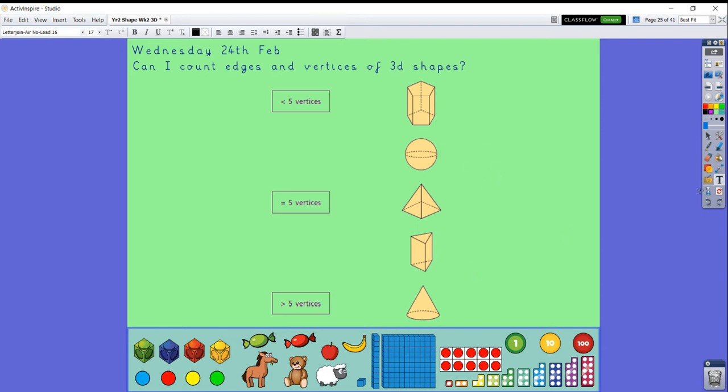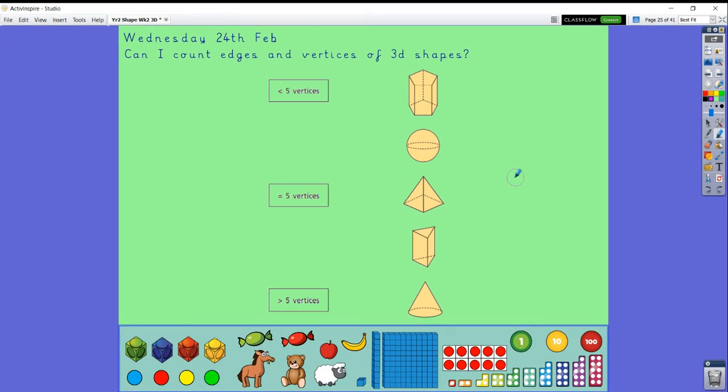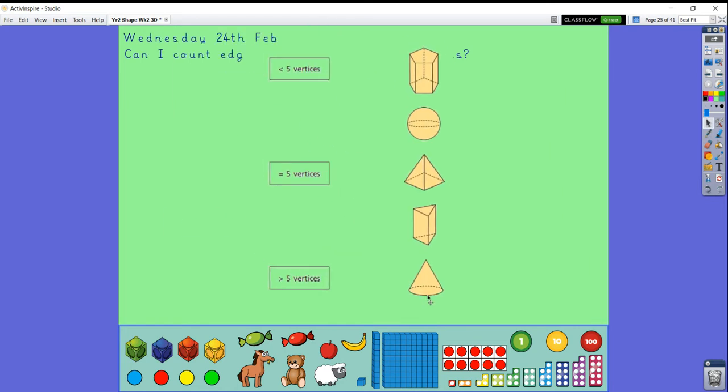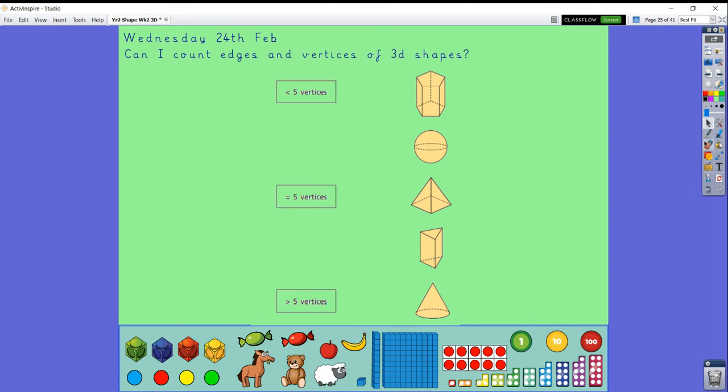Super. So let's pick some easy ones to start off with, where we can see not very many vertices. So let's have a look at our cone. We have got one vertex here. When you've only got one of them, we say it's a vertex. So that would mean that this one has got less than 5 vertices.